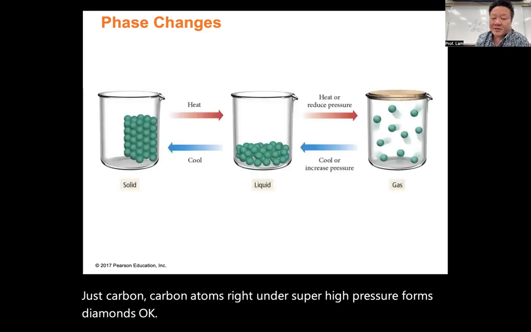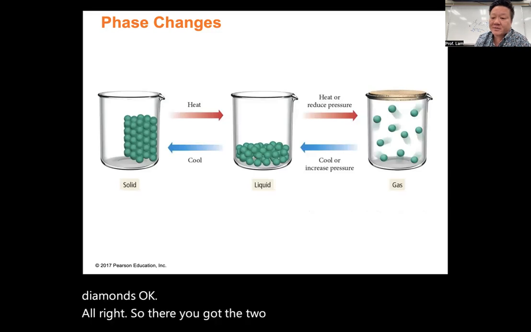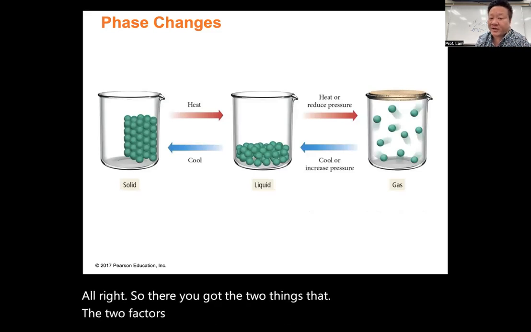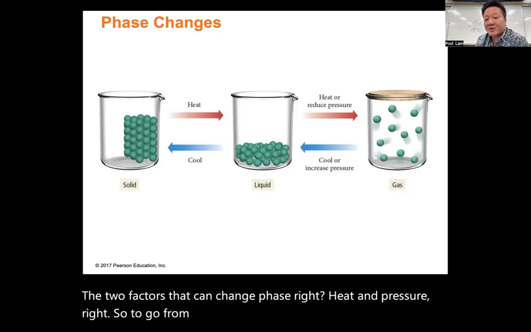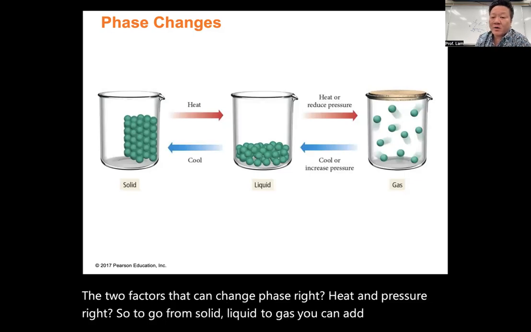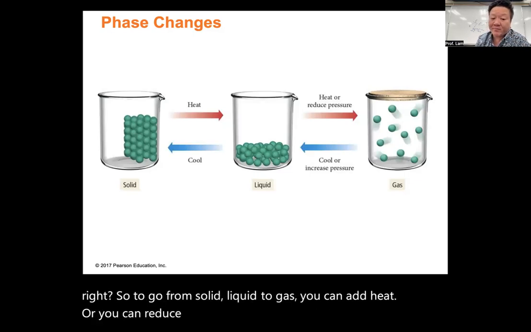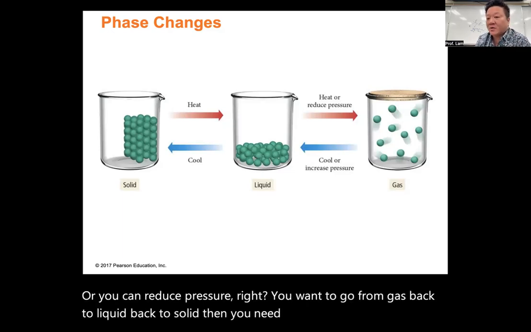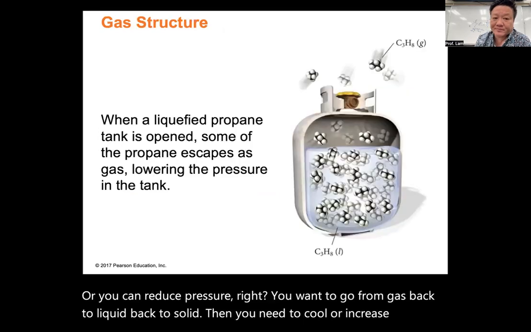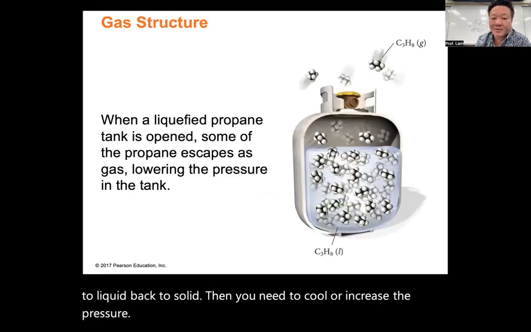All right, so there you got the two factors that can change phase: heat and pressure. So to go from solid to liquid to gas, you can add heat or you can reduce pressure. If you want to go from gas back to liquid, back to solid, then you need to cool or increase the pressure. Okay.